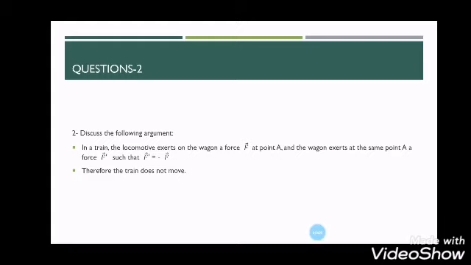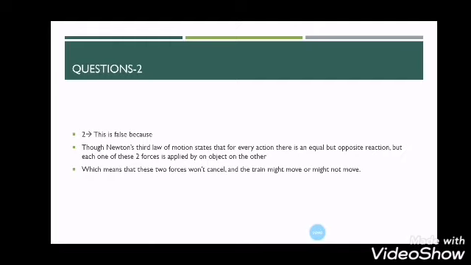Question 2. Discuss the following argument. In a train, the locomotive exerts on the wagon a force F at a point A, and the wagon exerts at the same point A a force F prime such that F prime equals minus F. Therefore, the train does not move. So, what's the answer to that?